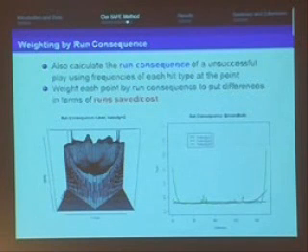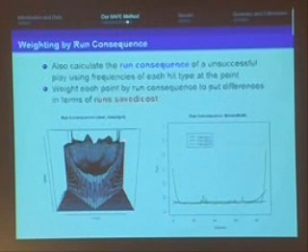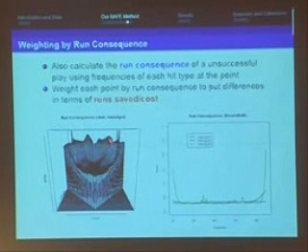Run consequence is another thing we want to weight by. Not all missed catches are created equal. If you miss something in the power alley, that thing's going to be rolling for a while. You're going to end up with a triple or something like that. So, for example, just looking at the outfield, here's the run consequences of liners to different parts of the outfield. Again, this is home base up here. And you do see a real spike at the power alleys, where if you hit a liner out there and it is missed, you're going to be running for a while.